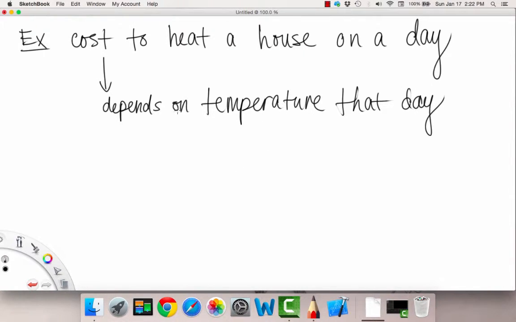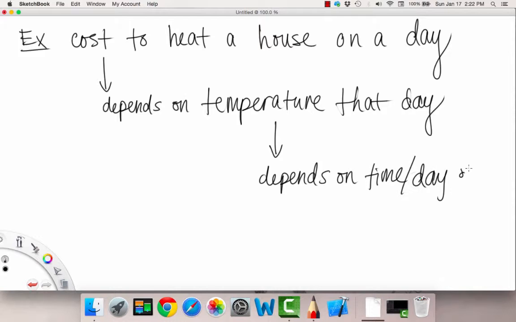Not quite, because it depends on what time of the year it is. If it is winter, then it's probably going to be cold that day, but if it's summer, then it's probably going to be hot. So we also have that the temperature depends on the specific day of the year that we're looking at. How are we going to represent this whole relationship between three things, cost, temperature, and day, using functions?